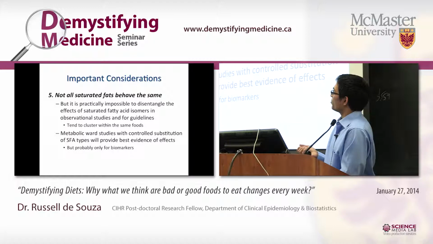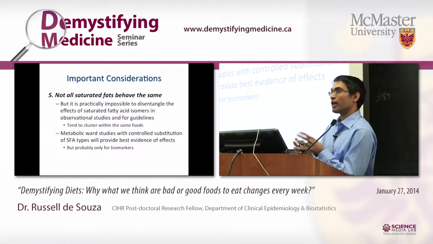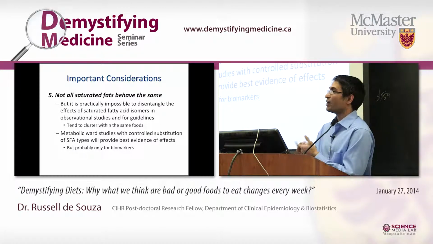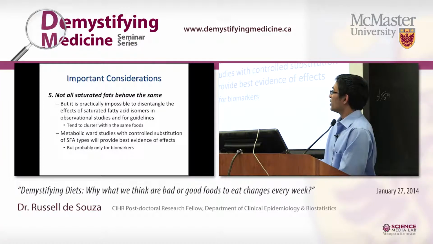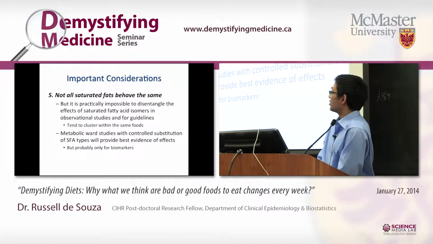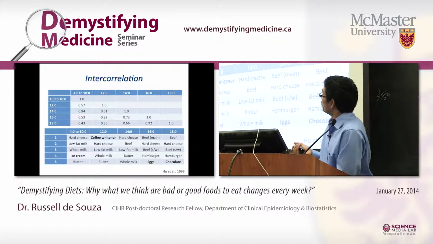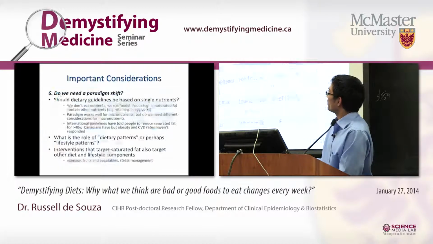And then finally, as I tried to show earlier briefly, not all saturated fats behave the same. Certain isomers of saturated fat or certain chain lengths may have different effects on cardiovascular disease risk. But from a public health standpoint, it becomes very difficult to recommend specific saturated fats because they tend to cluster in the same foods. For example, hamburger may have all different types of saturated fats, so how do you specifically target one or more of these nutrients? We need very tightly controlled metabolic ward studies to disentangle the effects of individual saturated fats, but it'll be very difficult to do this at a population level. Sorry, this just shows you the intercorrelation between types of saturated fats. As you can see, most of them are very strongly correlated with one another.